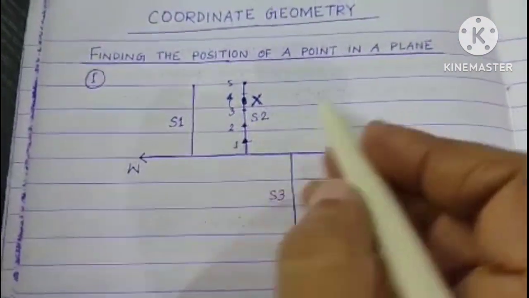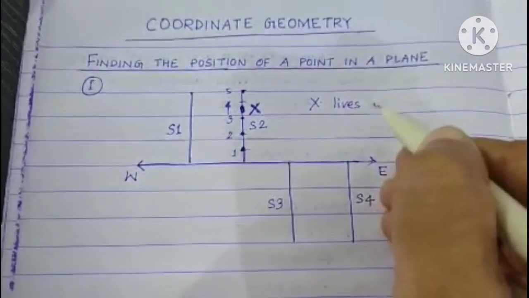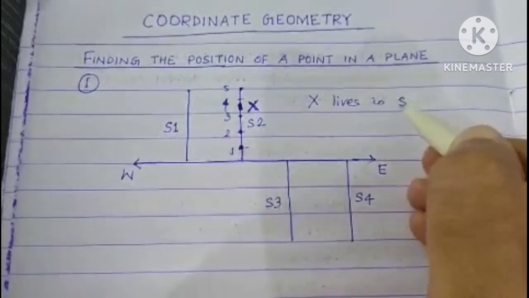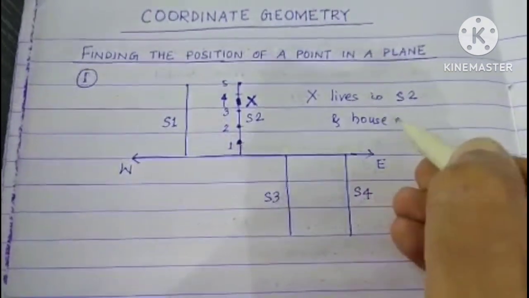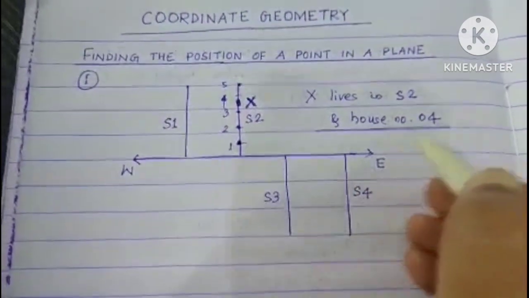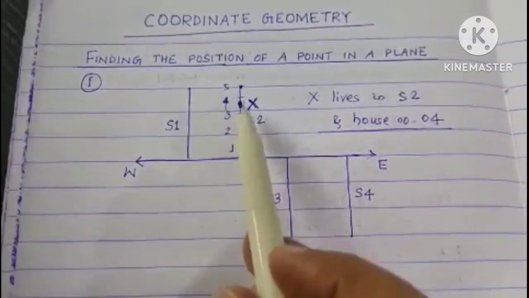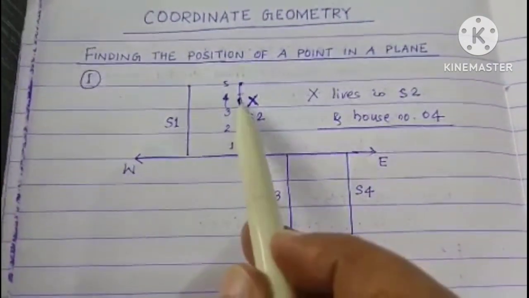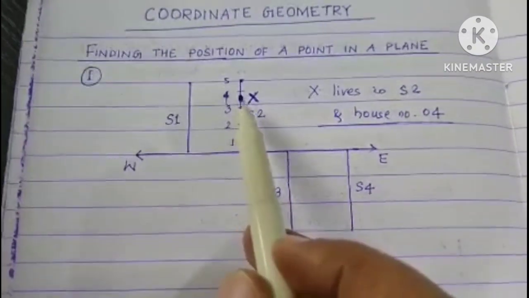Now if we say that Mr. X lives in street 2, lives in S2 and house number 4, so this will be the exact location of Mr. X. So you can easily find that Mr. X lives in street 2 and house number 4. So this is a more valid form.